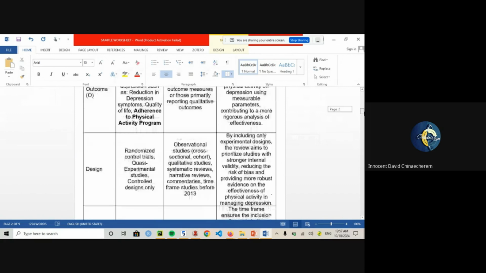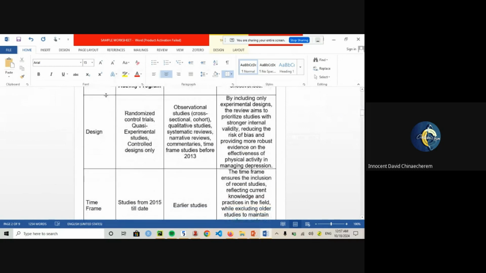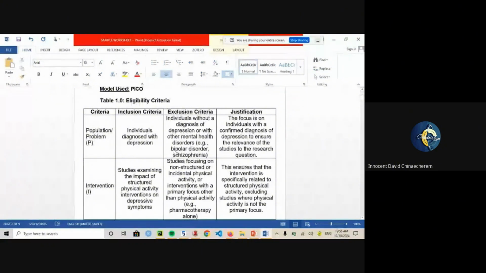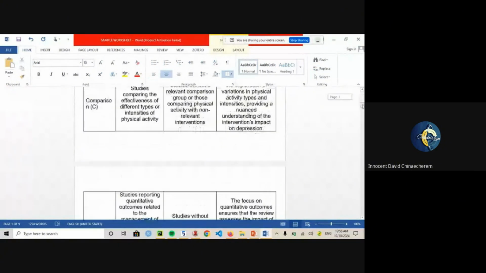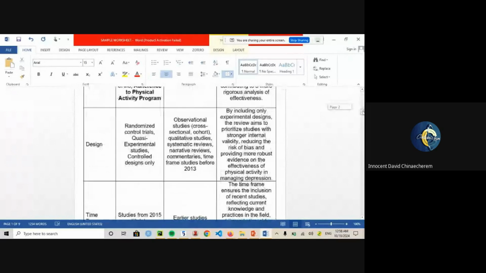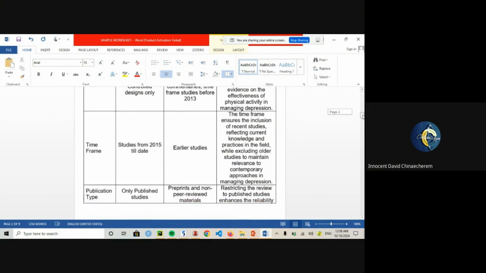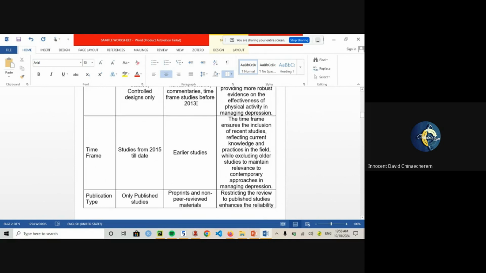We also take a look at other information here, because this is where our PICO framework ends. What other considerations do we need to put in place? Here, it could also be design. So we've got randomized control trials, quasi-experimental studies, control trials. That means in our exclusion, we're taking out observational studies, cross-sectional studies, qualitative studies, systematic reviews, narrative reviews, commentaries. Then time frame. These are some of the information we need to get there.